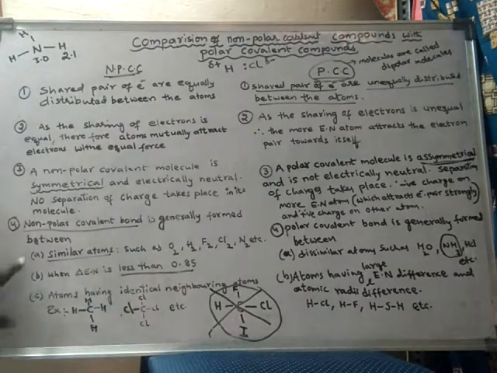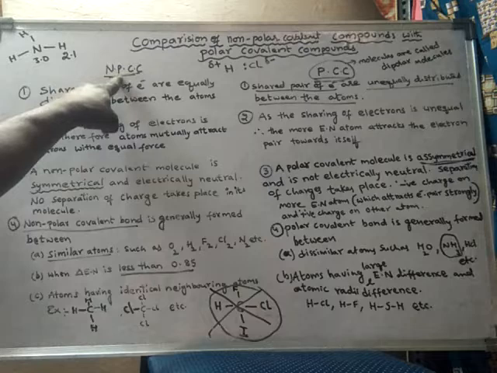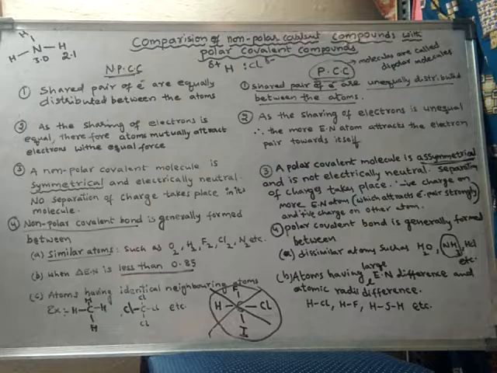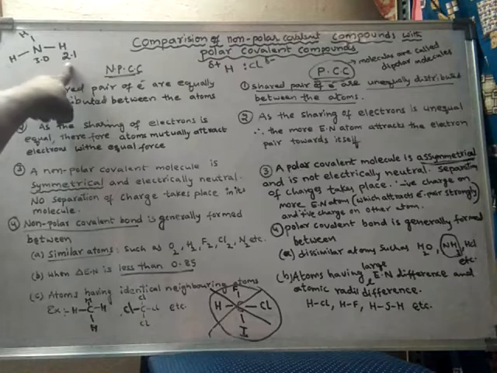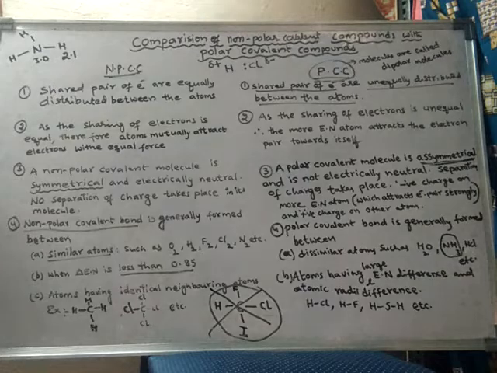See, we have to consider all these things. For similar atoms, or if there are different atoms, the electronegativity difference should be less than 0.85 for the formation of a non-polar covalent compound. But here the electronegativity difference is 0.9, which is greater than 0.85. Hence this molecule will come under this category. Got it? We have to consider all the points to decide whether a compound is a non-polar covalent compound or a polar covalent compound.